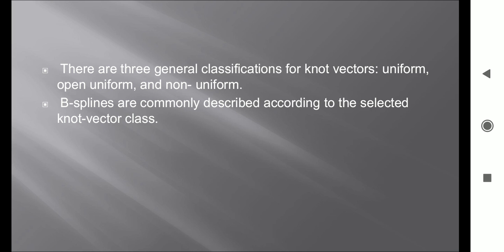There are three general classifications of knot vectors. And what are the general classifications of knot vectors? It is uniform, open uniform and non-uniform. Next, B-splines are commonly described according to the selected knot vector class. So the knot vector class is the basic point of selection of B-splines.